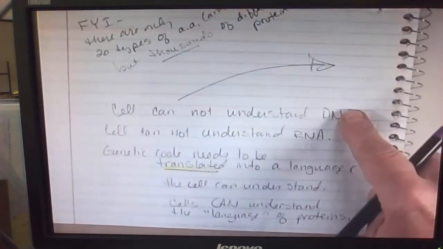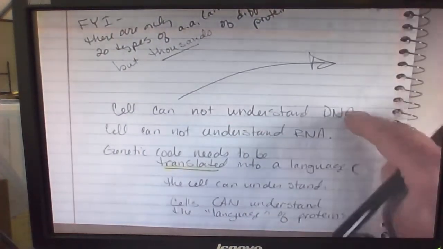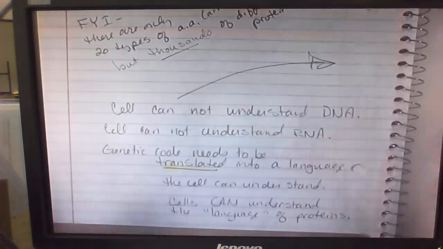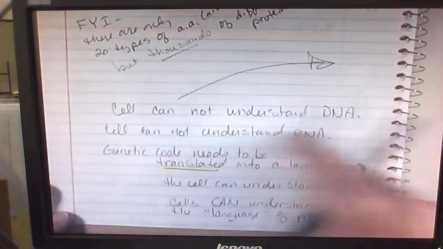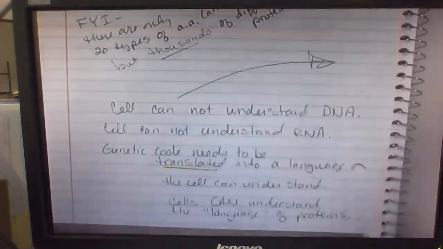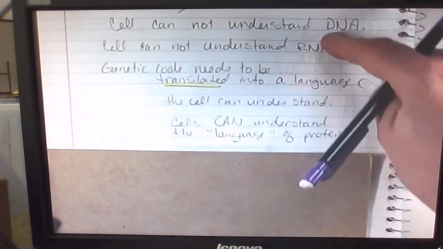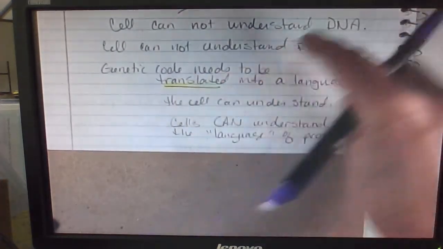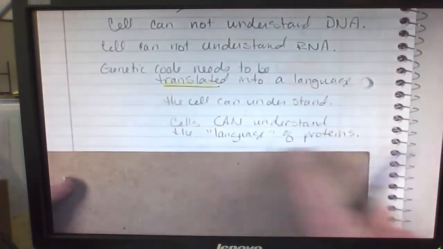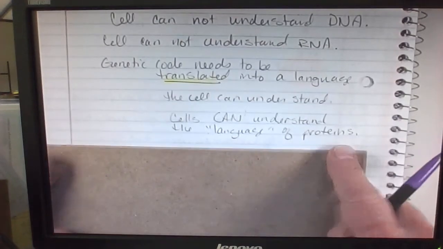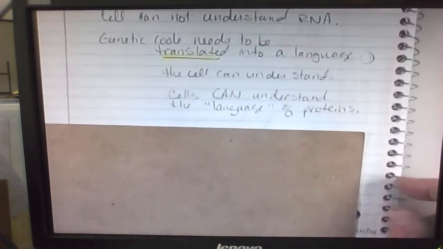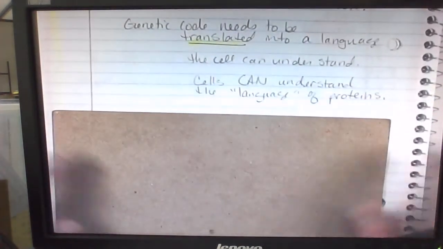So if all we have is DNA, nothing is going to get done. Even if we change DNA into messenger RNA, which is a message, the cell still can't understand the message. It's still a foreign language. Once we translate these languages into protein, the language of proteins, now the cell can understand and can follow the directions and do what it needs to do.